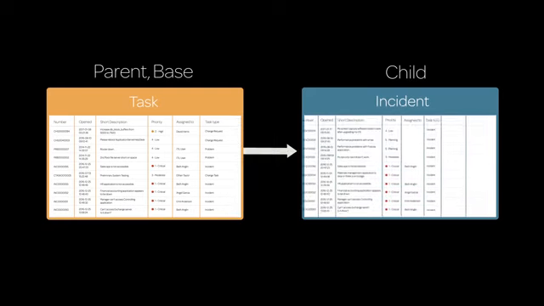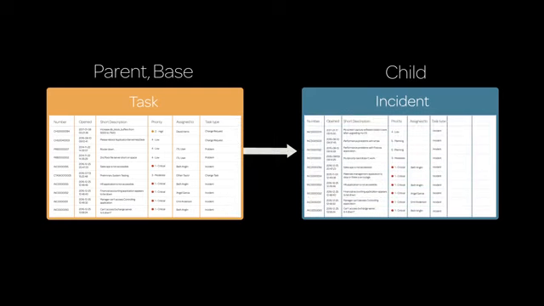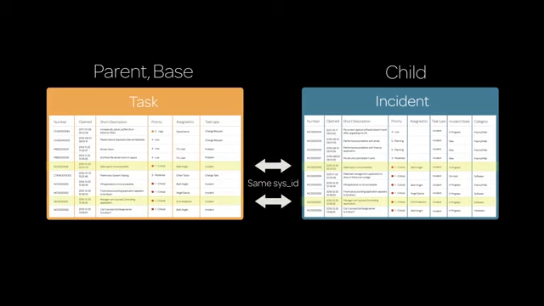A child table inherits the fields of its parent. These fields are stored in the parent class. A child table may also contain some fields that are unique to that child class. These fields are stored in the child class. Each record in a child class exists with the same sys_id in both the child class and its parent class, and both are always accessed together as one record by the platform.